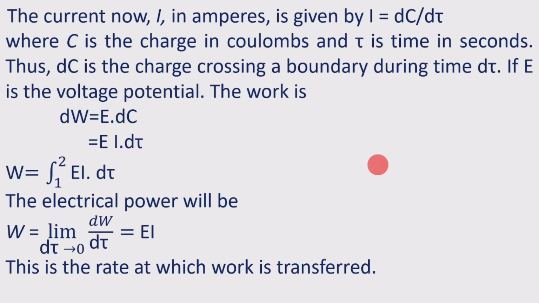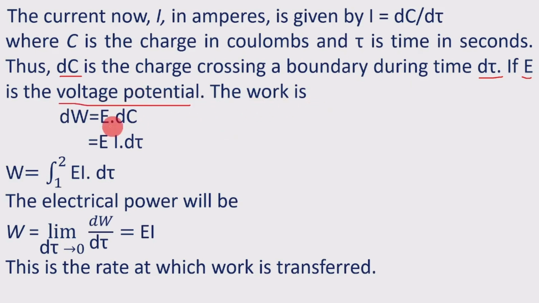And here we'll discuss the parameters concerned with this electrical work. The current I, in amperes, is given by I equal to dC by d tau, the change in charge over the change in time, where C is the charge in coulombs and tau is time in seconds. If dC is the charge crossing the boundary during a small time d tau, then for this small amount of time, a small amount of charge is crossing the system boundary. If E is the voltage potential, there is a voltage potential as the driving force for the flow of electricity during that transfer of energy.